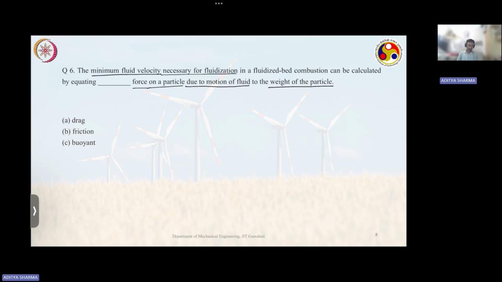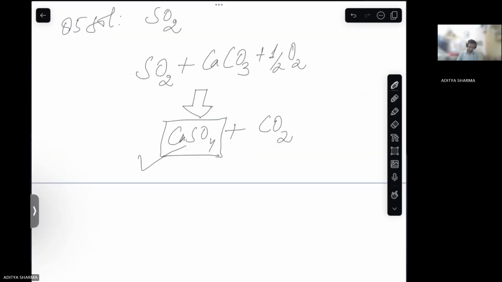So it says that the minimum fluid velocity necessary for fluidization in a fluidized bed combustion can be calculated by equating drag force on a particle due to motion of fluid. So what we can equate with the weight of the particle, which force we can equate with the weight of the particle to find minimum fluid velocity necessary for fluidization.